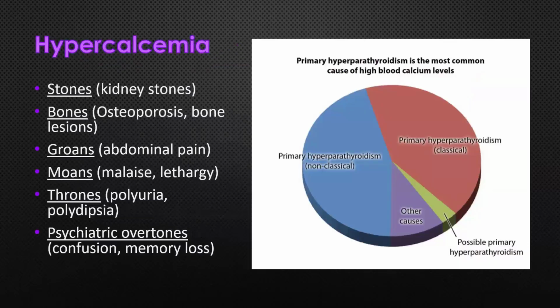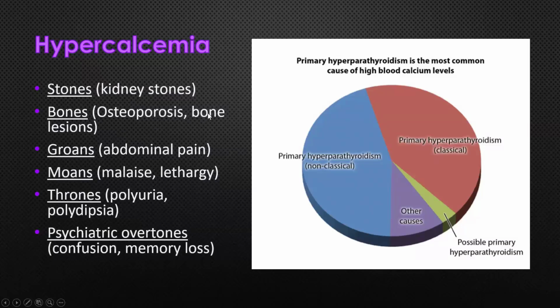And then these are the symptoms of hypercalcemia. And because of that, it's also the symptoms of hyperparathyroidism, because as this shows, in about 90% of cases of hypercalcemia, they're caused by primary hyperparathyroidism. There's also secondary hyperparathyroidism. But so stones, you have increased calcium in the serum. It can lead to kidney stones. You're drawing it out of the bone, so osteoporosis, bone lesions.